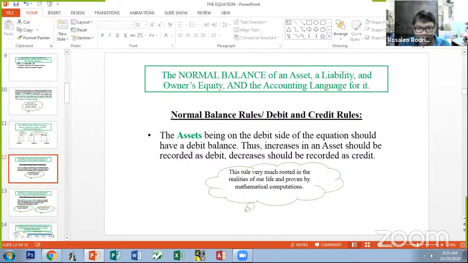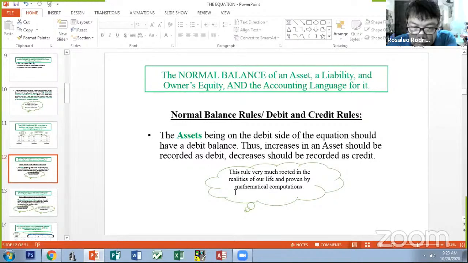It's still about the normal balance of an asset, of the variables, liability, owner's equity, and the accounting language for it. I think I already discussed this. The assets being on the debit side of the equation should have a debit balance. Thus, increases in an asset should be recorded as debit, and decreases should be recorded as credit. And I think I also tried to illustrate this.